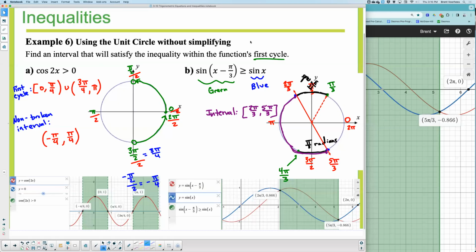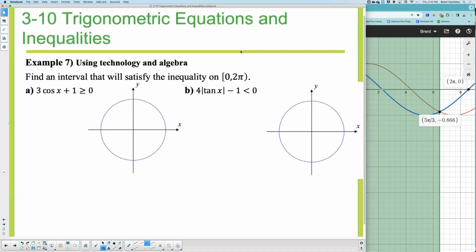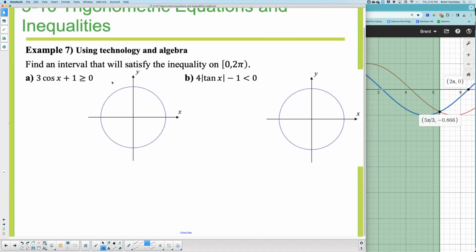All right. Now, example 7. Very similar thing here. We're looking at inequalities, but this time I'm gonna have values that are not on the unit circle. So let's work through trying to solve this again. We want to know when 3 cosine x plus 1 is greater than or equal to 0.